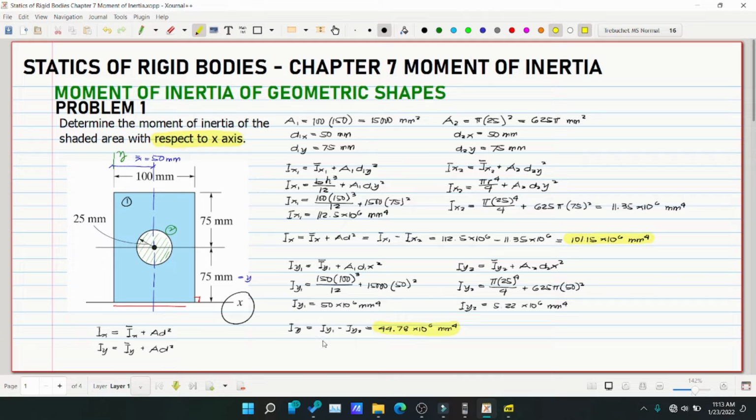Nakuha na natin yung Ix and Iy. So, this is our example number 1 for moment of inertia of geometric shapes.